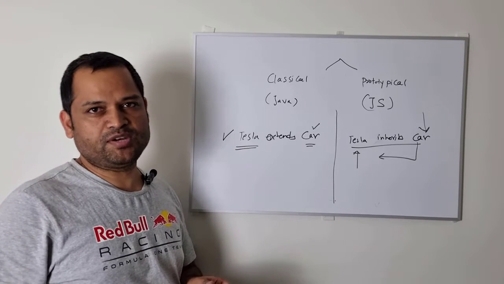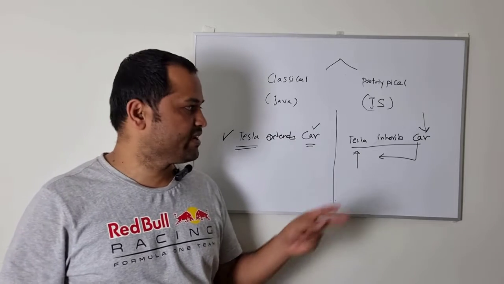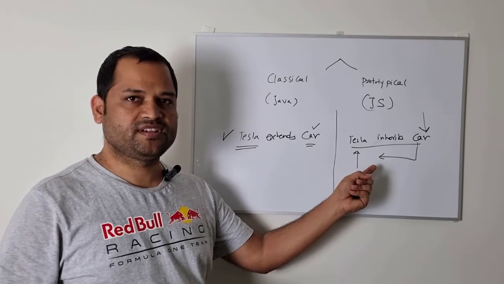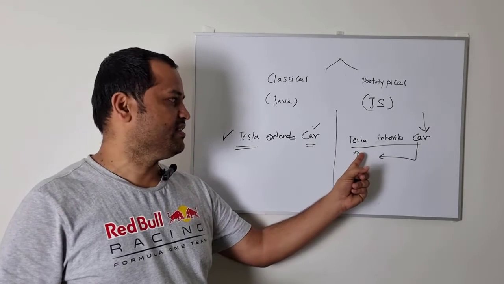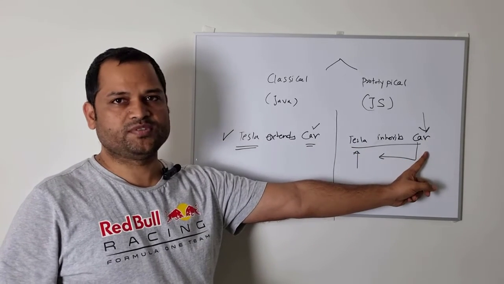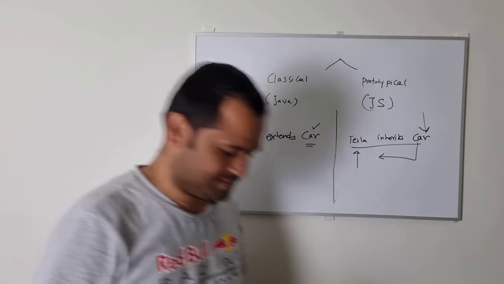So enough theory, let me jump onto the laptop and show you a live example of prototype-based inheritance, where we are going to create two objects, Tesla and car, and then Tesla will be inheriting the properties of the car object. So let's go.